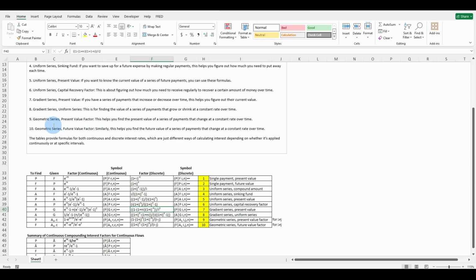Number 9, geometric series, present value. This helps you find the present value of a series of payments that change at a constant rate over time. This is how similar all of these formulas are. This is basic algebra. If you need to solve for something, you can just pick a variable and try to solve for it. Somebody's already done it. Why do you want to take the time to do that? Because you may be really smart, or you just may be curious, and then you just start plugging and chugging. There's nothing that tough about it other than the fact that it takes time.